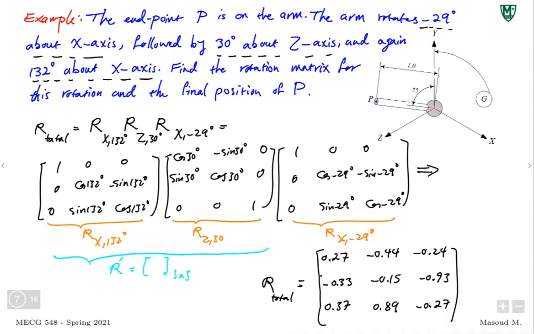Now, this is the first part. We found the rotation matrix. Now, the second part is telling us to find the final position of P. P is part of this arm, right? Very straightforward, simple equation. When we say R in global coordinate frame, P is equal to R total times P in the local coordinate frame.